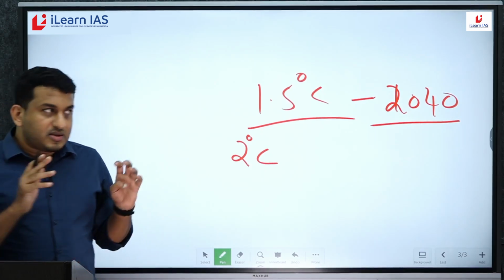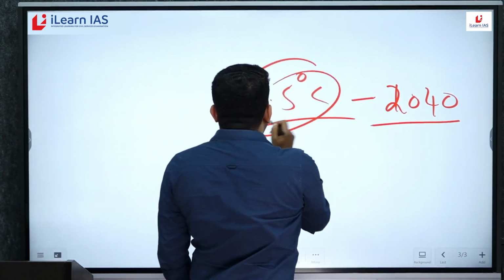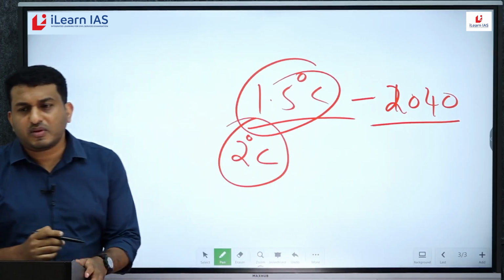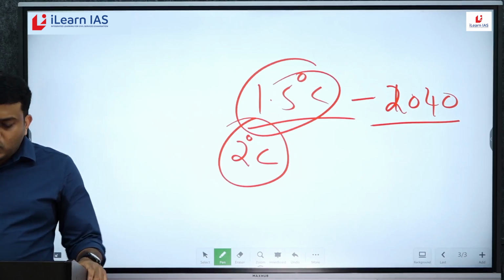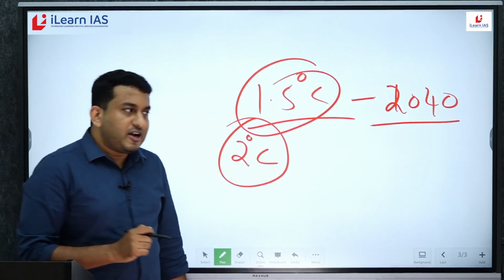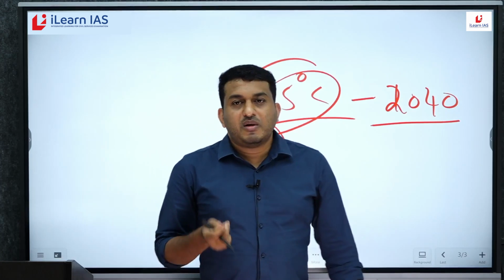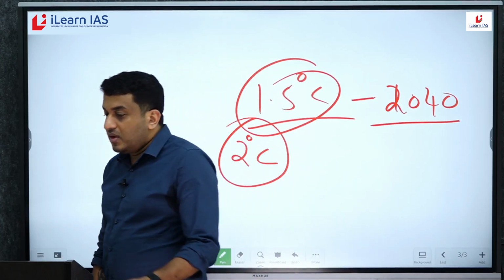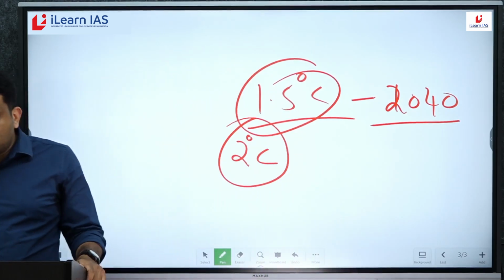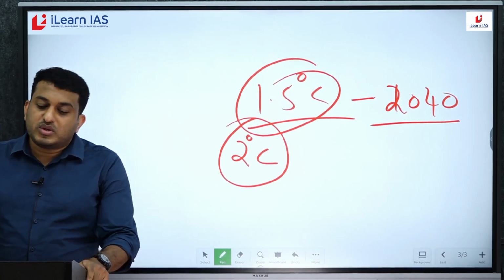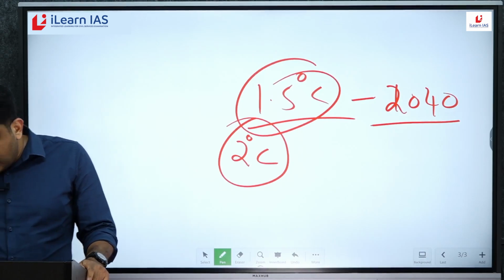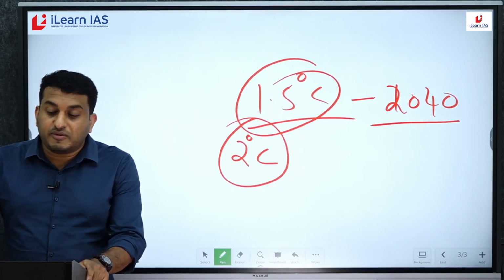Now, what is the significance of this 1.5 and 2 degrees Celsius? Why is this report talking about 1.5 and 2 degrees Celsius? I hope you are aware of the Paris Climate Agreement. The Paris Climate Change Conference, COP 21, which happened in 2015, we actually call it the Paris Summit 2015.